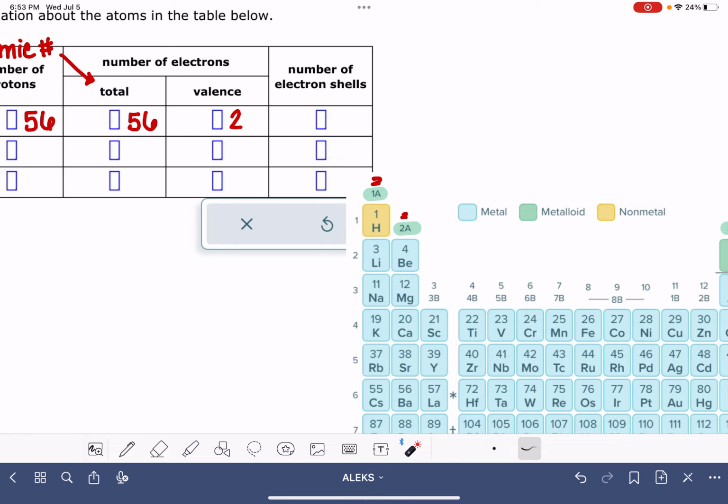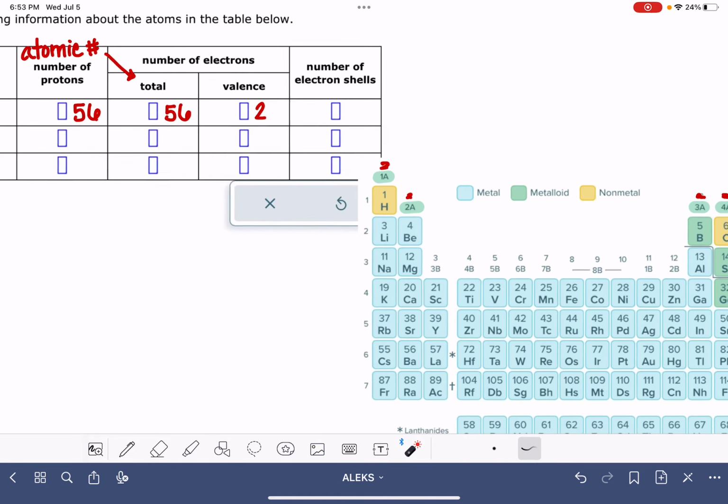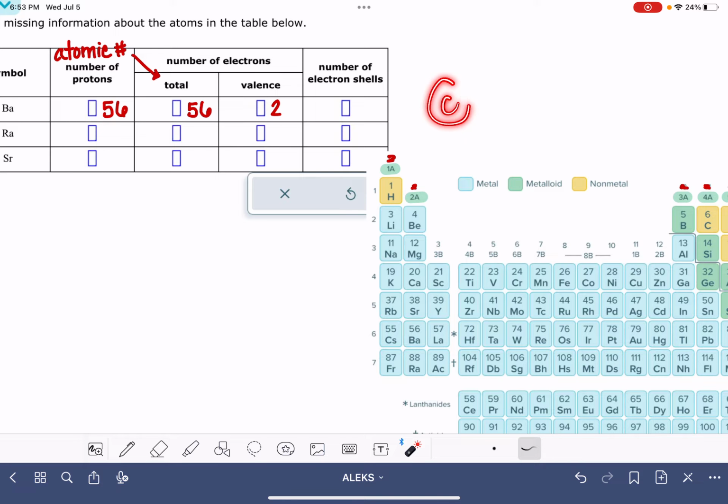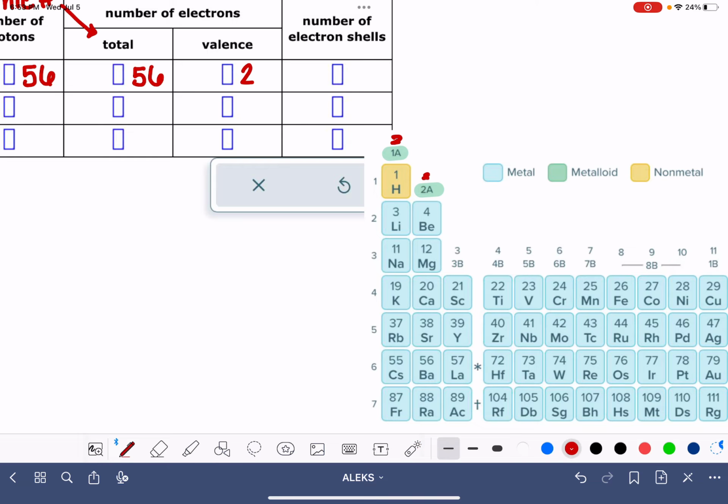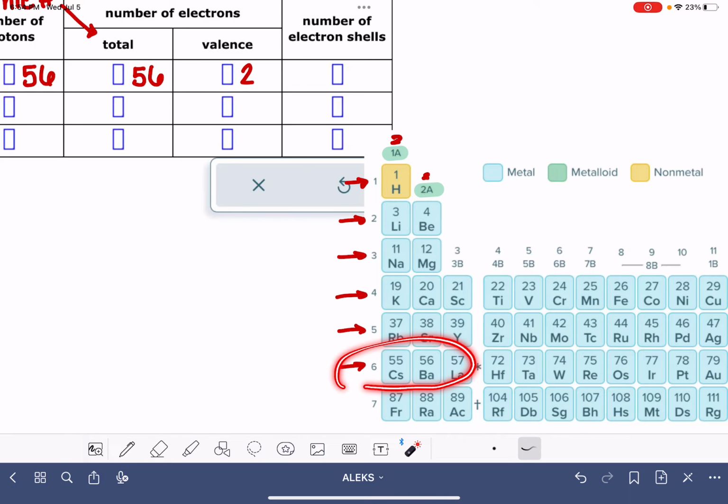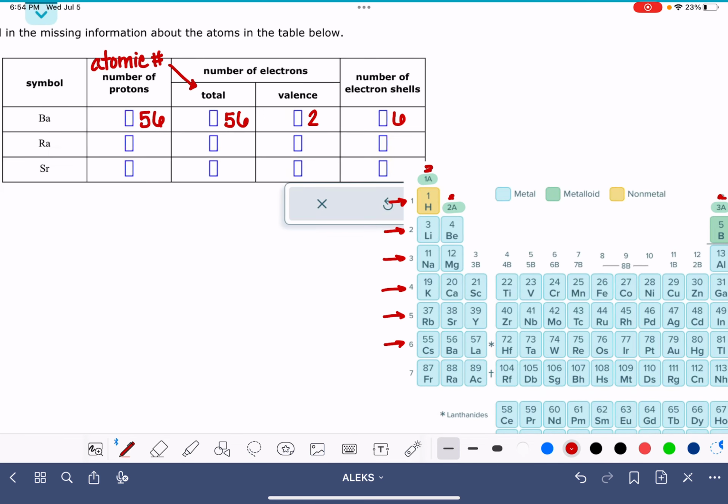Now, last but not least, it wants us to indicate the number of electron shells. That's going to be the layers of electrons around the nucleus, and the number of electron shells is given to us by the period number, the number of the row that the element is in, the horizontal row. So for barium, it is in row 6, period 6, which means that it has a total of 6 layers or 6 shells of electrons.